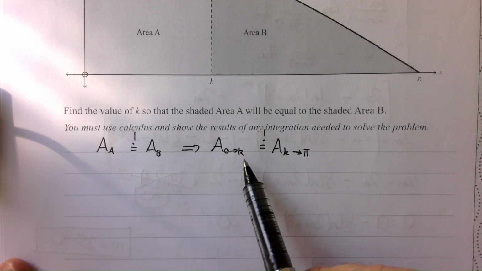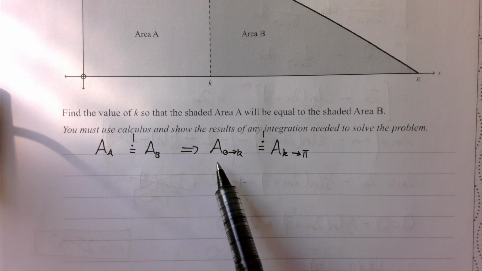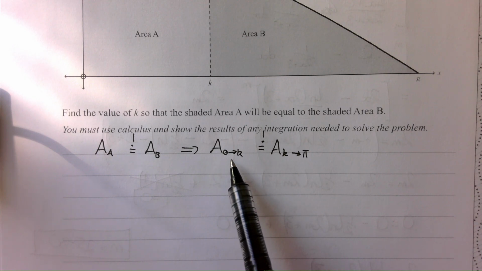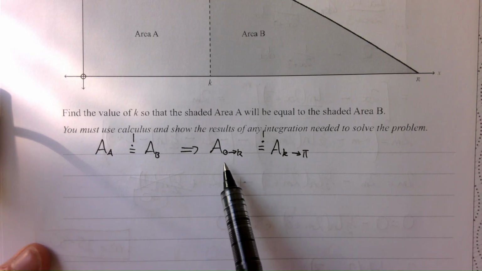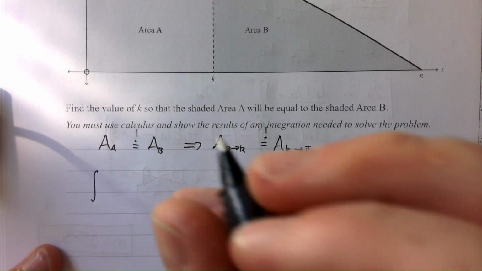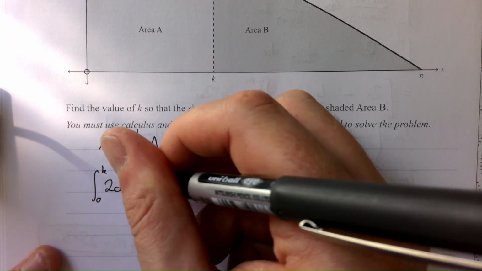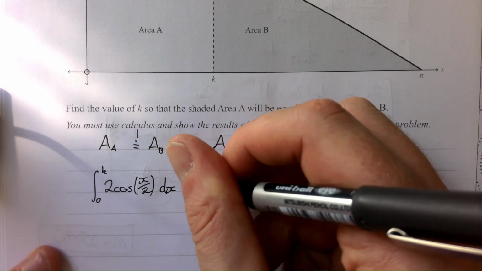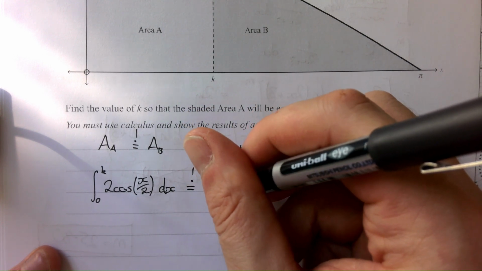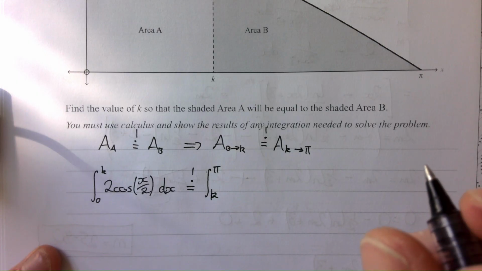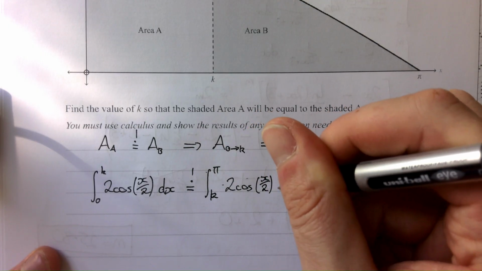Now, to find the area from the curve, we are going to use integration. It's going to be the same integration that we do to the cosine term. However, the way we define the integral, the bounds of the integral will be different for each one. So for area A on the left, we're going to integrate between k and 0, our 2 cosine x over 2 with respect to x, and we are setting that equal to the same integration between pi and k, 2 cosine x over 2 with respect to x.